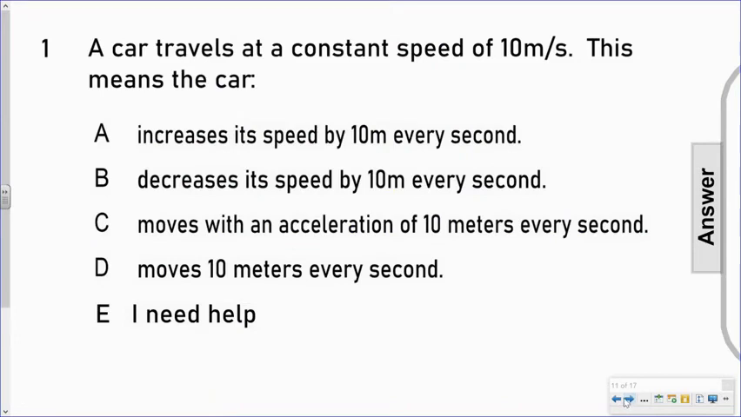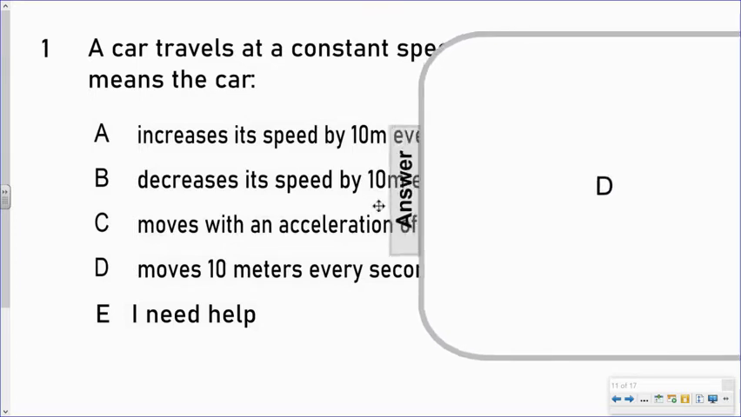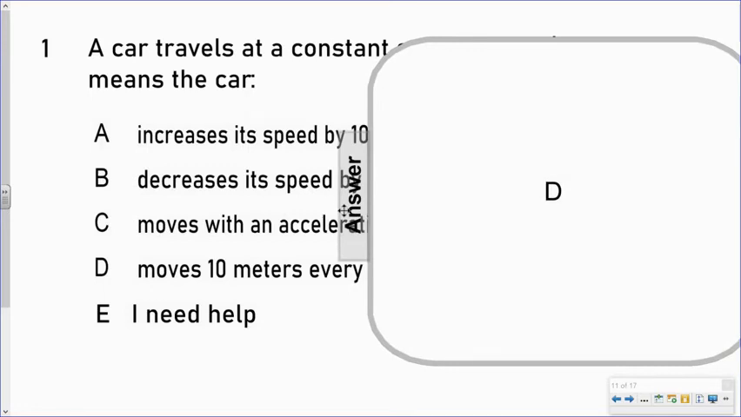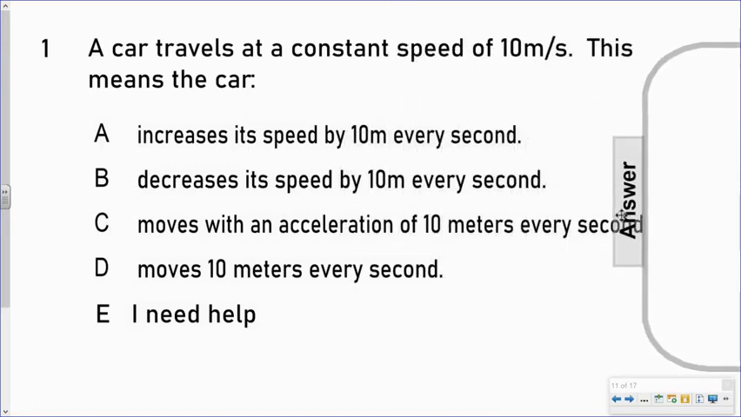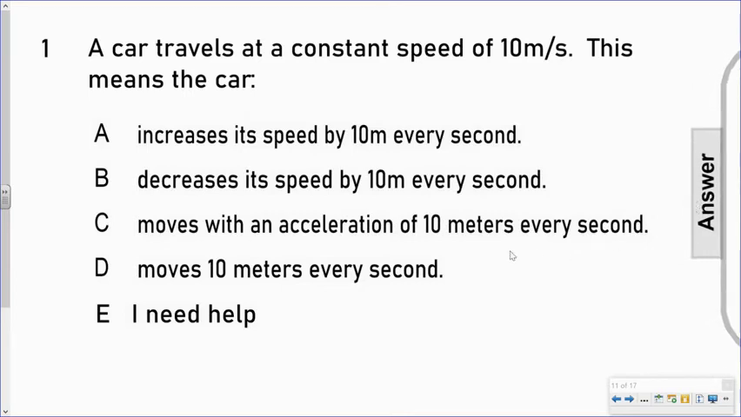For the next question, a car travels at a constant speed of 10 meters per second. This means the car did which of the following? Make your calculation, enter it into the prompt. Okay, if you got it right, you should have gotten D as your answer. If you were describing this in words, what it means if you're going 10 meters per second, you have traveled 10 meters every 1 second.